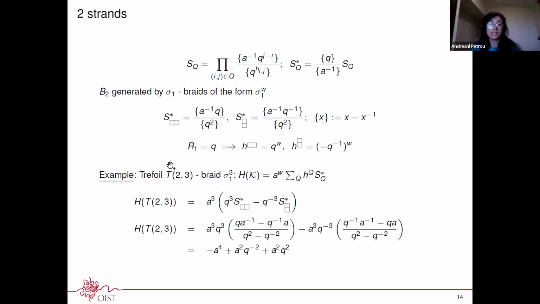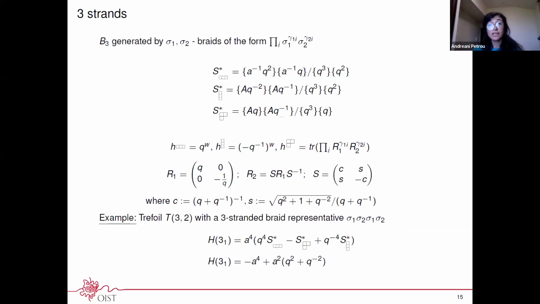And then in our favorite example of the trefoil, which has this braid representative, we can write this down. So we have a to the cube, and then q to the cube times this Schur function minus the other one. And then we get the familiar answer that we found before.